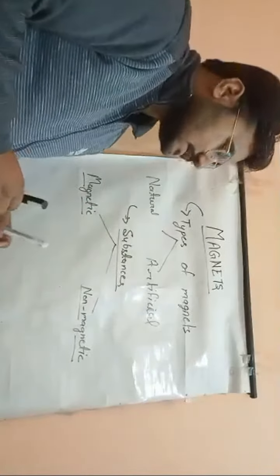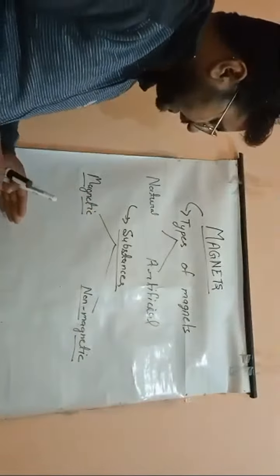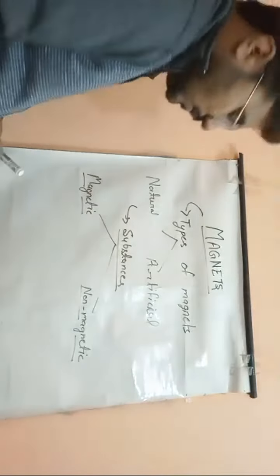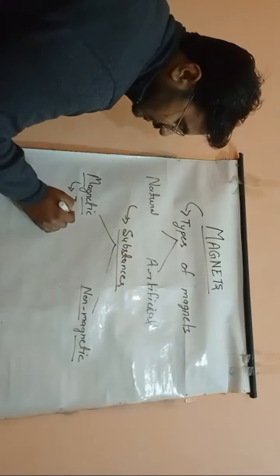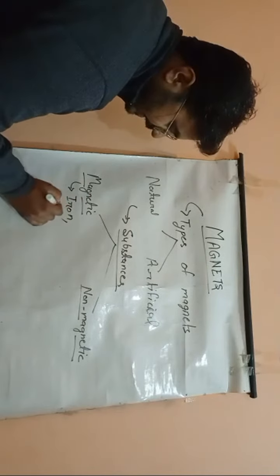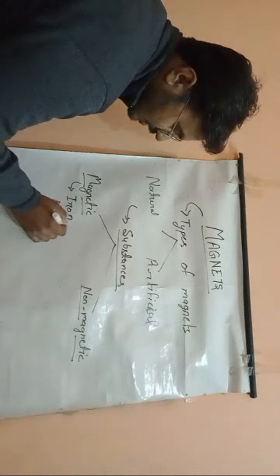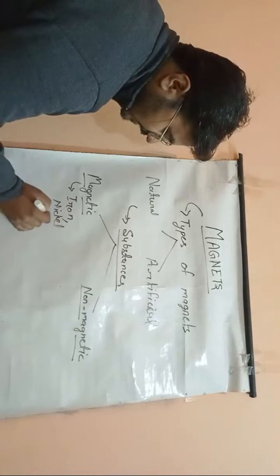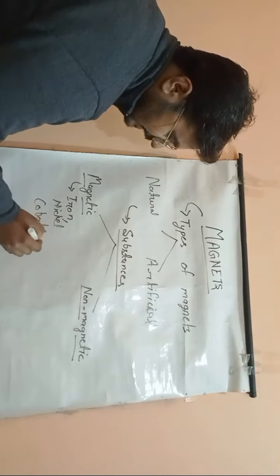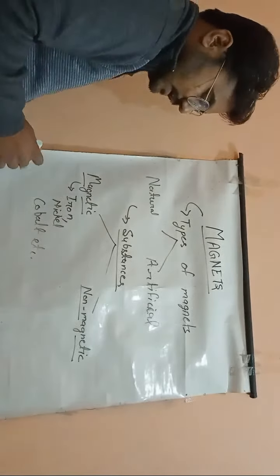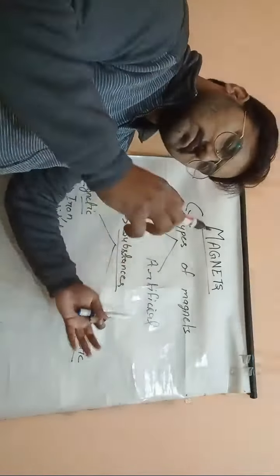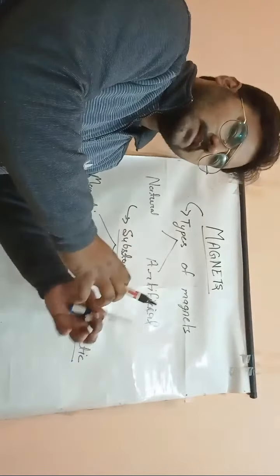So whatever substances are attracted towards the magnet, that is called magnetic substances. For example, iron, second nickel, cobalt, etc. So these are substances that are attracted towards the magnet. If we bring a magnet in front of them, the magnet will stick to them and will not let go.